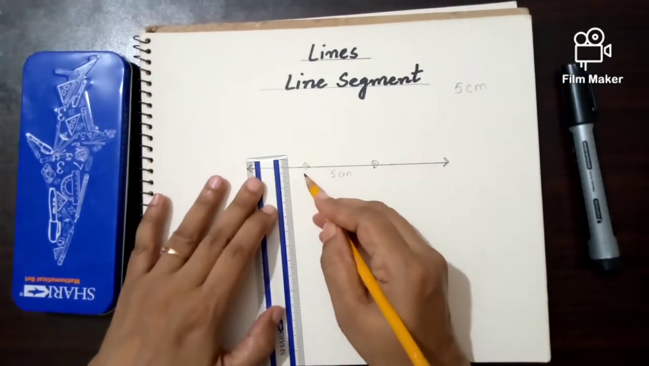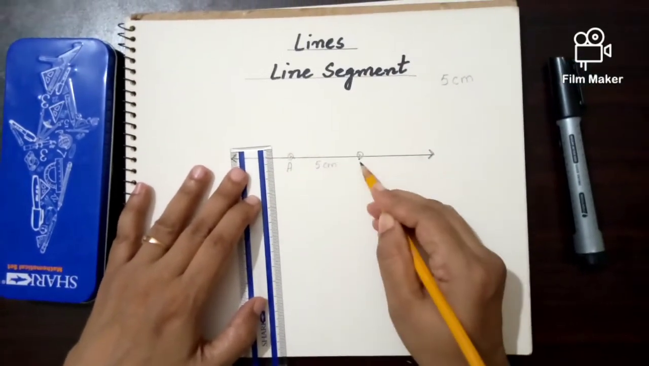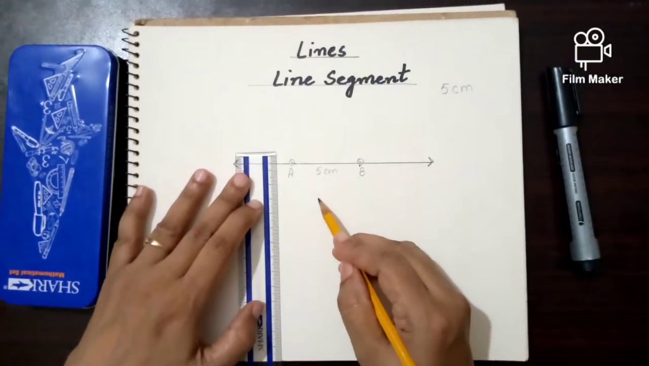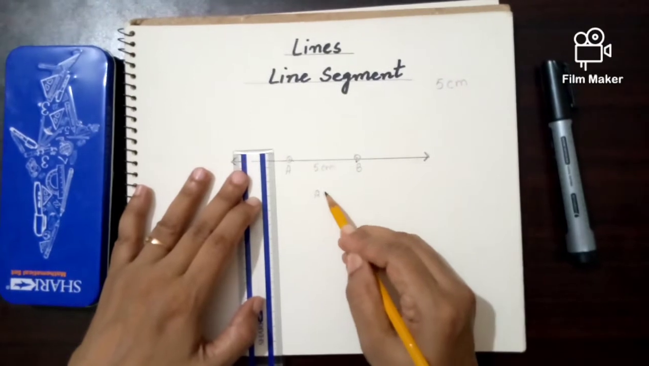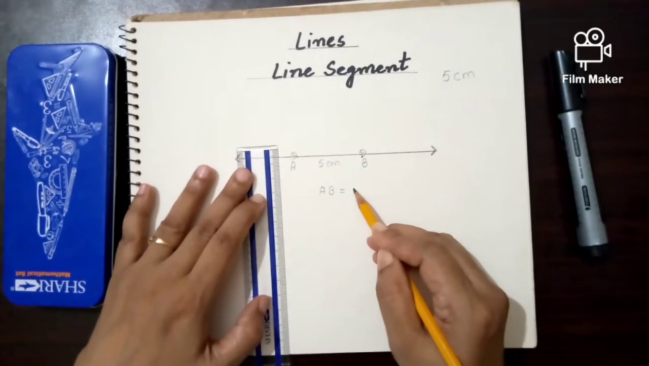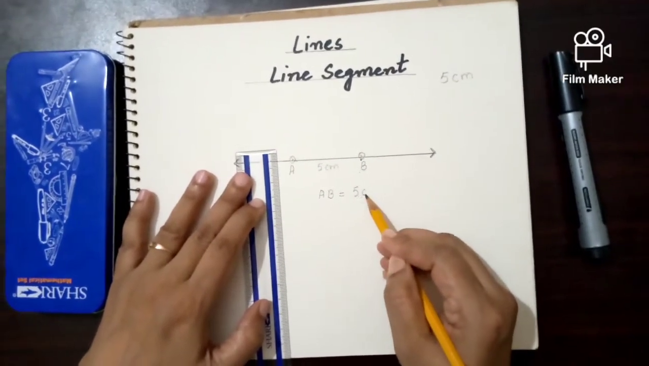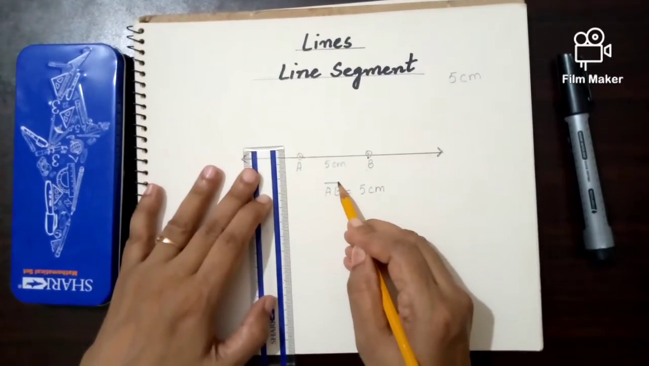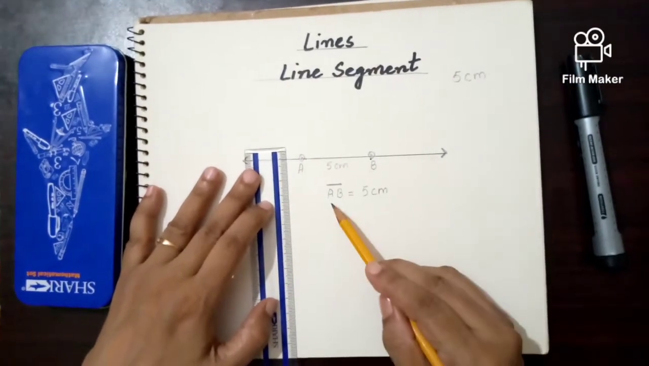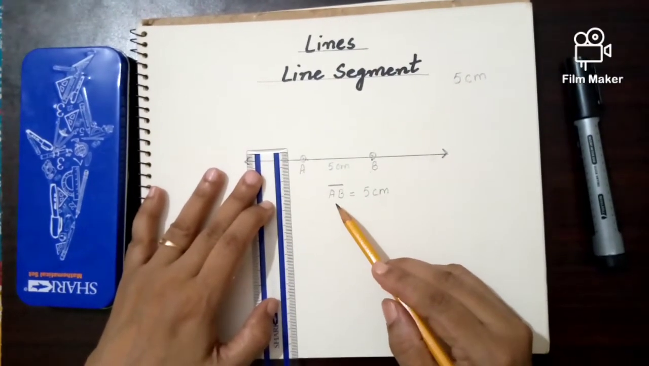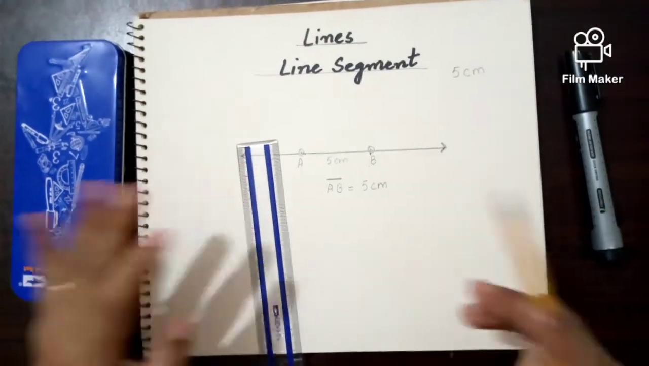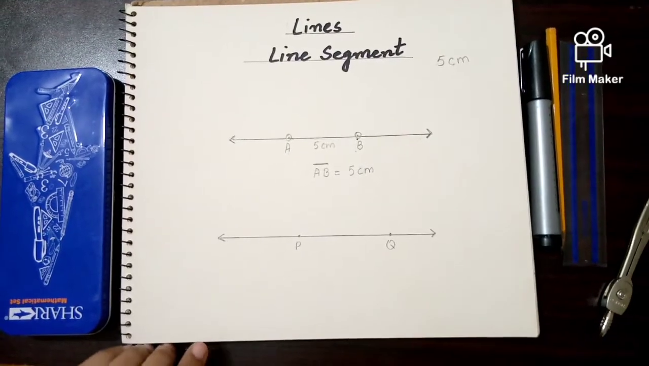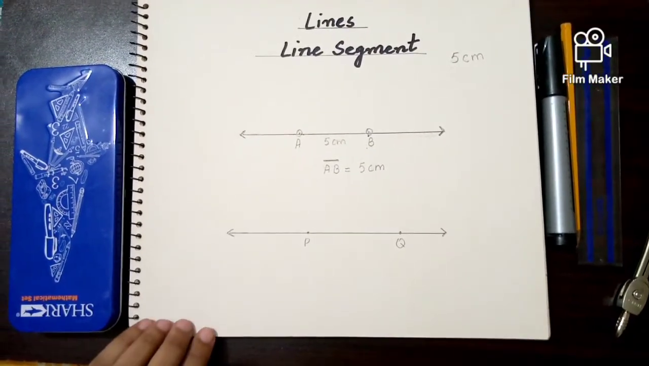And as you all know, a line segment is the shortest distance between 2 points. So this is a line segment AB. We write AB is equal to 5 centimeter, and we place a small line on AB which shows AB is a line segment. Okay?